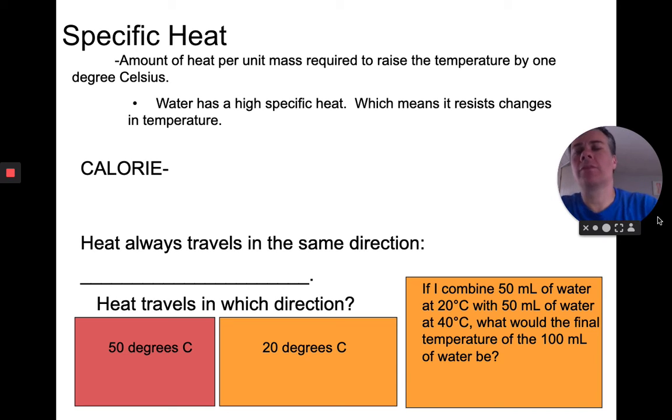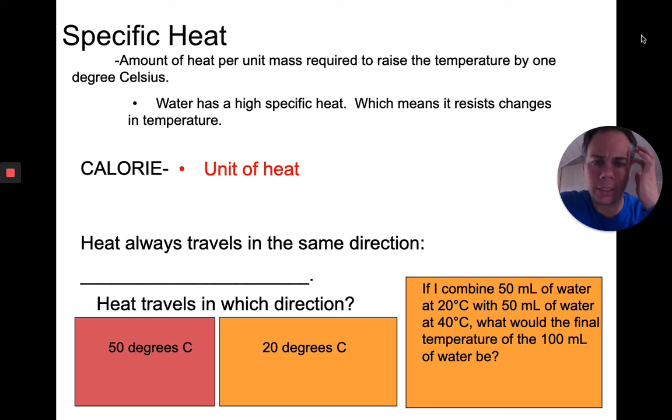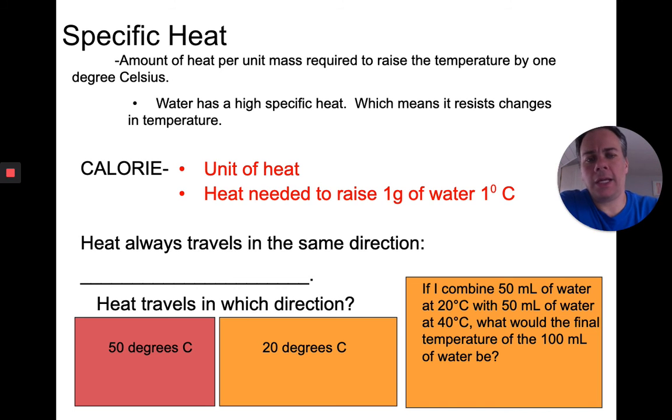One unit that we use when we're talking about heat is the calorie. It's a unit of heat. One calorie is the amount of heat that is needed to raise 1 gram of water 1 degree Celsius. Okay, so calories are measurements of energy and heat.